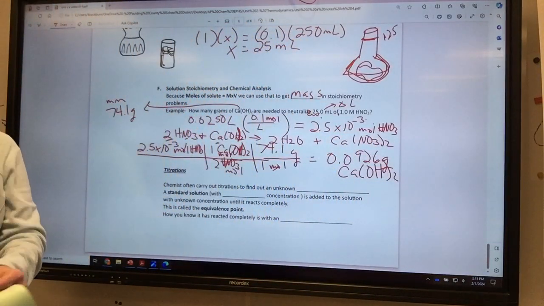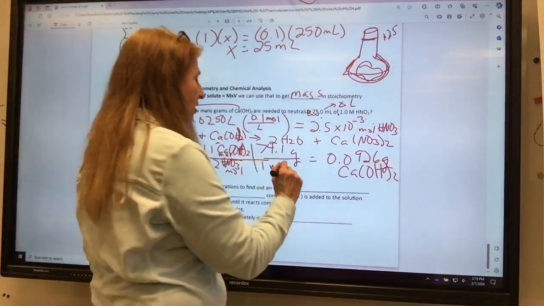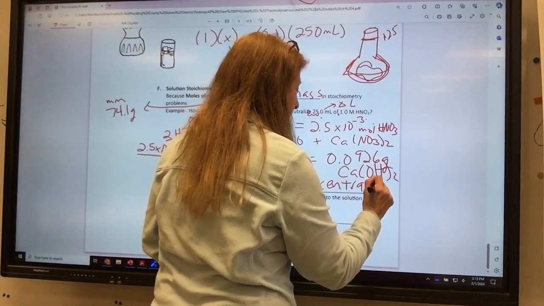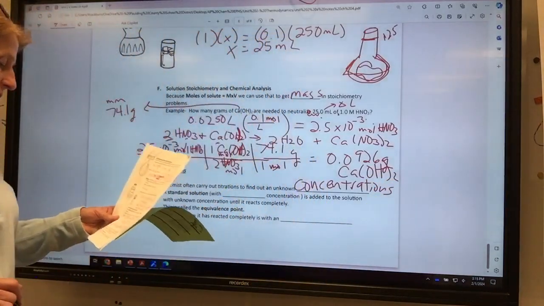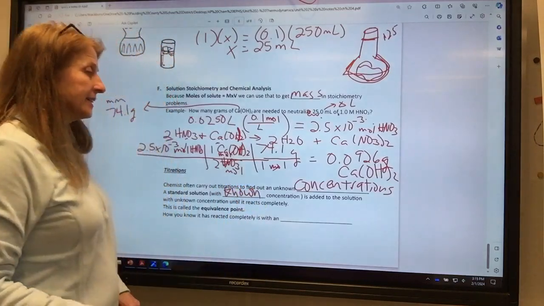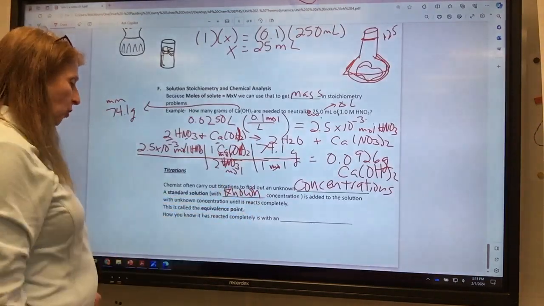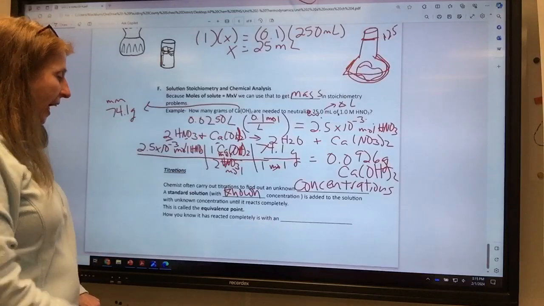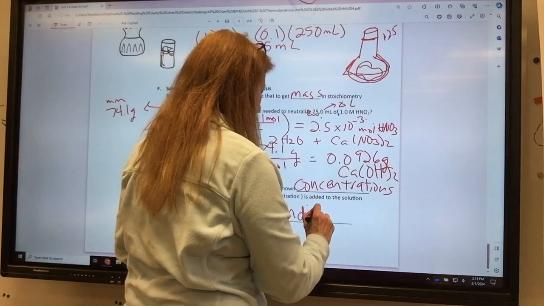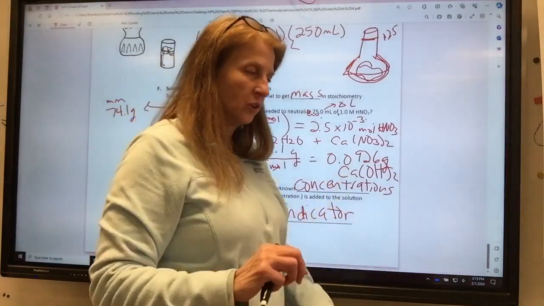Okay, last little idea. Chemists often carry out titrations to find out unknown concentrations. A standard solution with known concentration is added to a solution with an unknown concentration until it reacts completely. This is called the equivalence point. How you know it's reacted completely is with an indicator. So let me explain it to you in real words. And we'll do this in a lab.